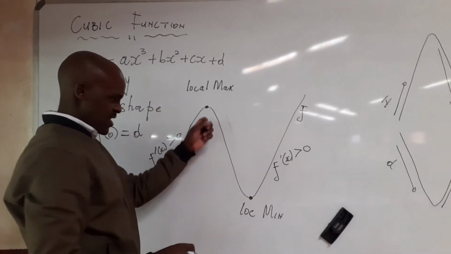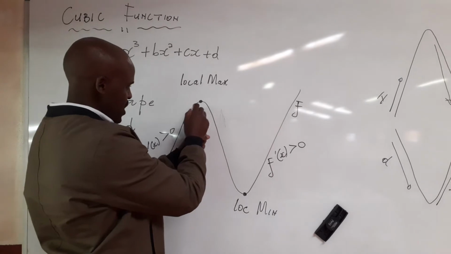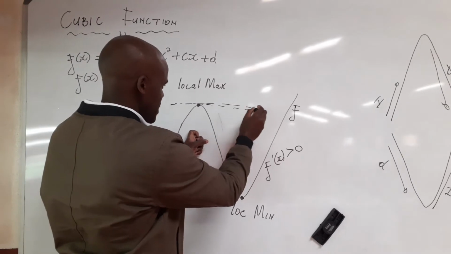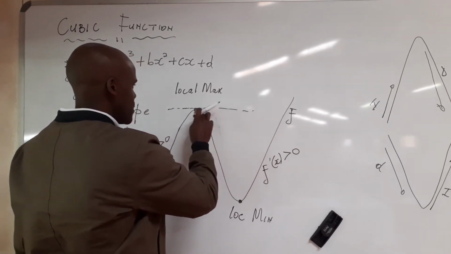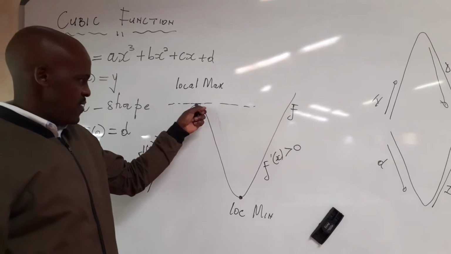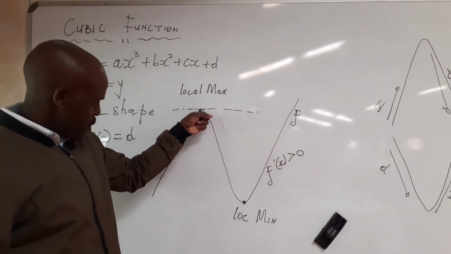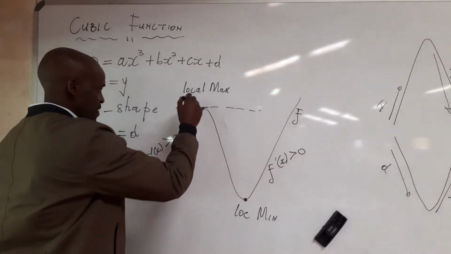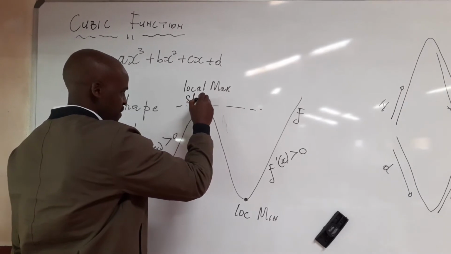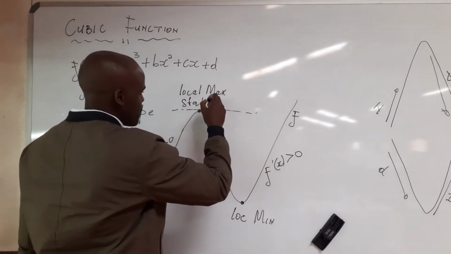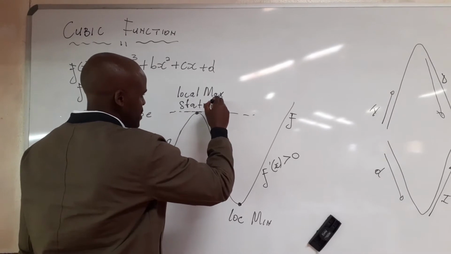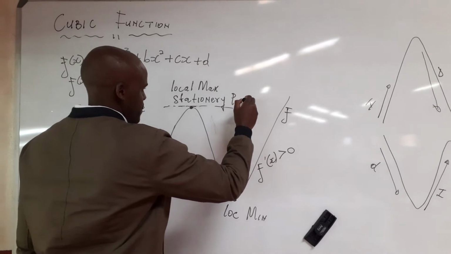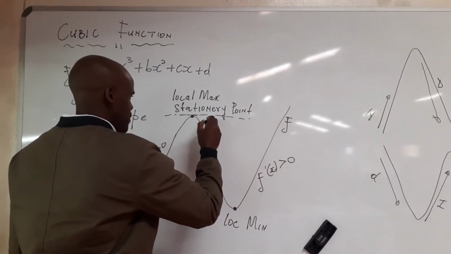The gradient touches the graph at one point. So when you look here, if you are to put a gradient, it will be like that. It's like a horizontal line, like that. It touches this graph at one point. This point, we call it a stationary point or a turning point. I said the graph stops at this point. So therefore, we call it a stationary point or turning point.